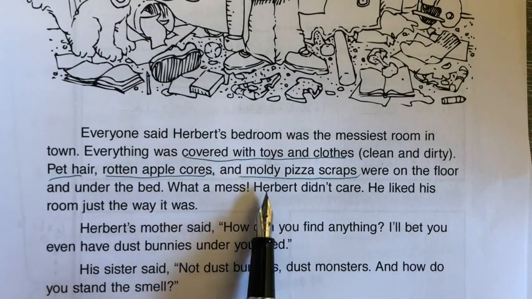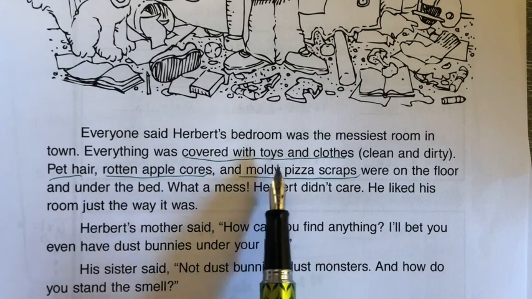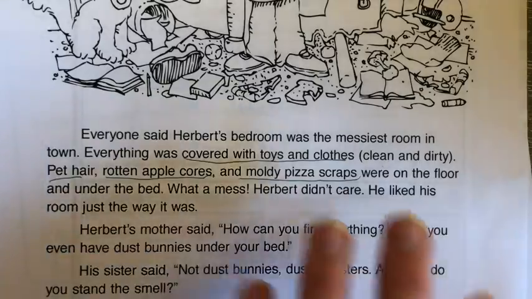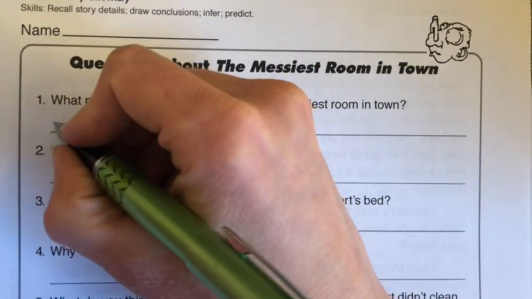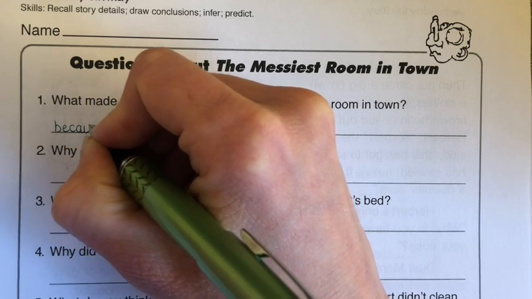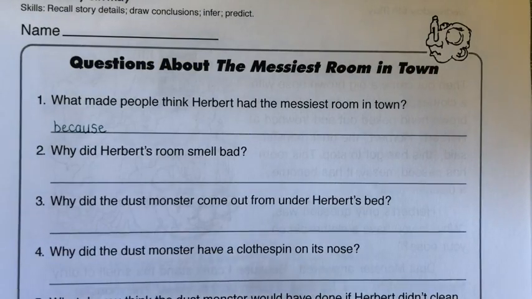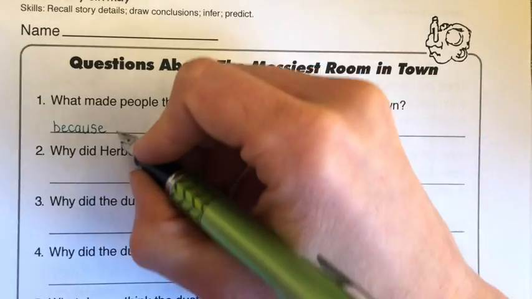So everyone says that his room is the messiest room in town because it's covered with toys, clothes, pet hair, rotten apple cores, and moldy pizza scraps. So let's write that in our own words. So, because... Now, I would usually say answer in a full sentence, but for this, I'm not going to make you. There's not enough room for most of you to write a full sentence, so you can start with just because.